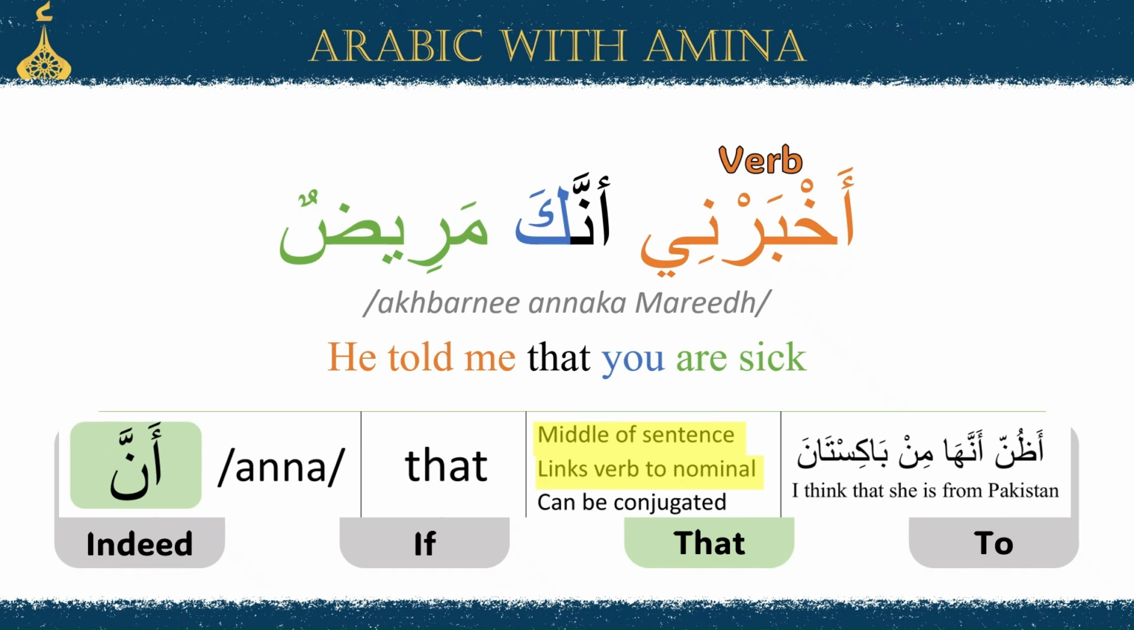So before it is a verb. أخبرني. And what comes after it? أنك مريض. You are sick. That's a nominal sentence composed of a mubtada and a khabar. So we have a verb before, a nominal sentence after, and anna in the middle. And third, it can be conjugated. And as you can see here, it is conjugated to the kaf, which means you.